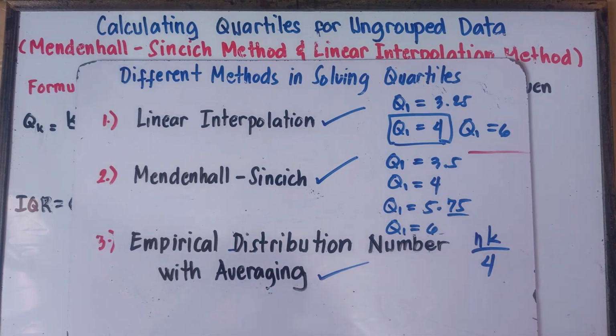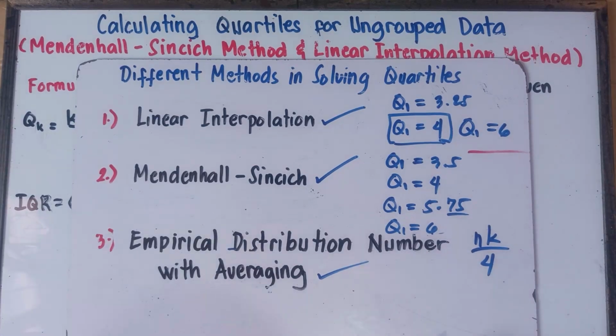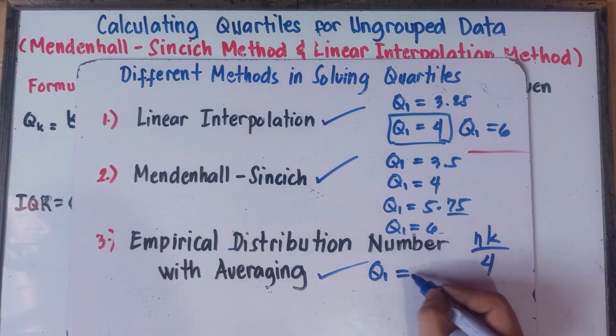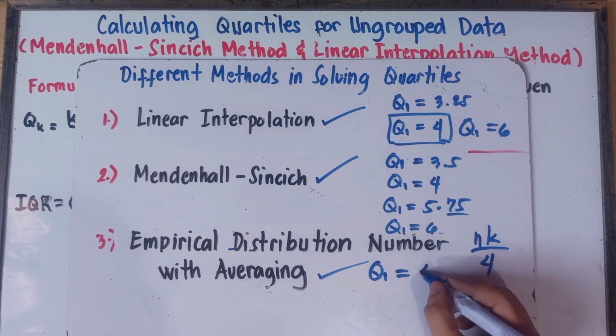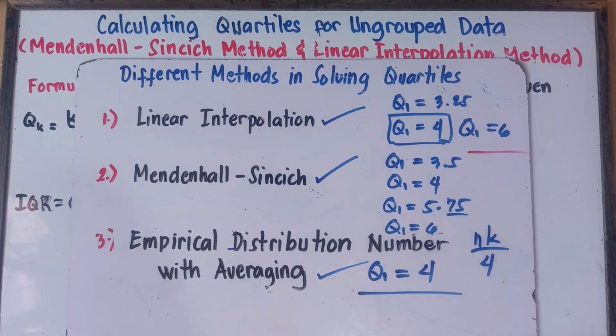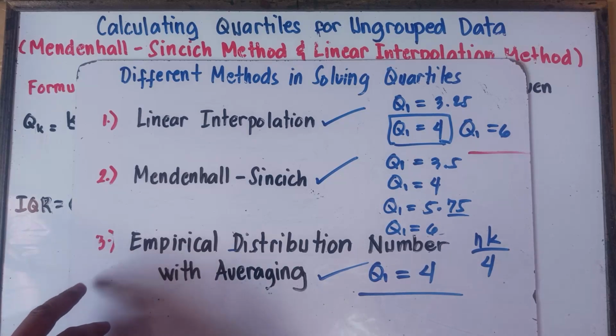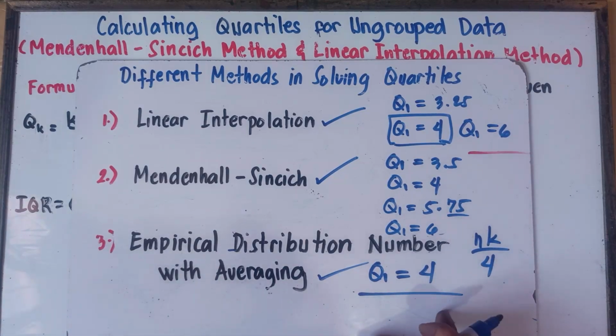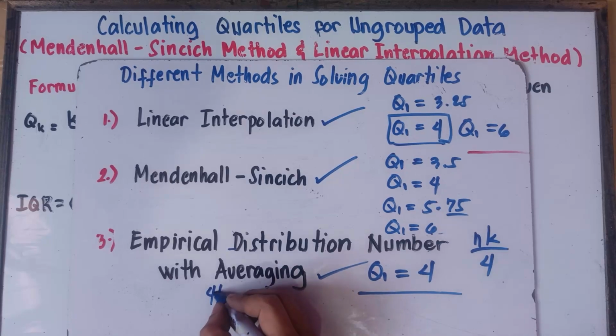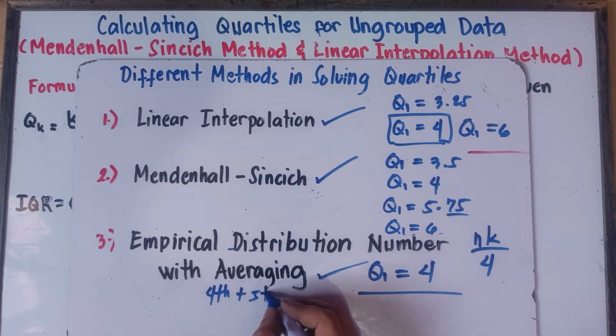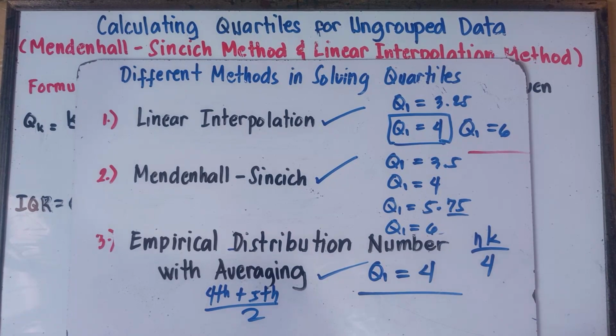Now, the problem right here, class, just an example: when you solve for quartile 1, the answer is a whole number. Example, the answer is 4. With regards to empirical distribution, if your answer is a whole number, you need to get the average of this position and the next position. Once again, this is the 4th position, so 4th position plus the 5th position, and then divide by 2. And it will be quite confusing for the students.